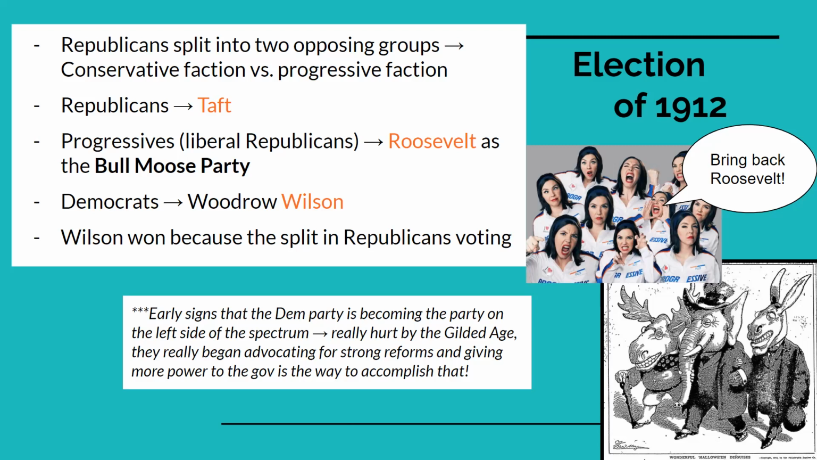And so you can start to see that there's this internal break in the Republican Party. Should they be a conservative party, or should they be a liberal party? And this is where I'm going to point to, when we get into later units, the first sign that the parties are starting to switch to their modern day points on the political spectrum, where Democrats are on the left and Republicans are on the right. But because there was a split in the vote, Woodrow Wilson, as a Democrat, secures the win.